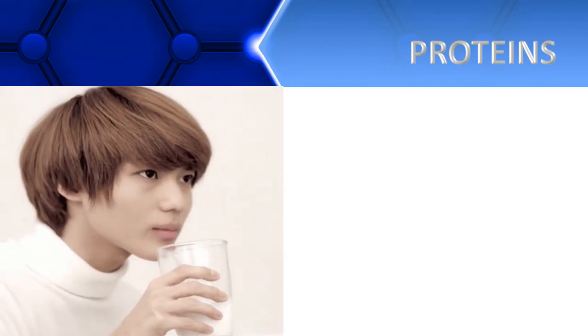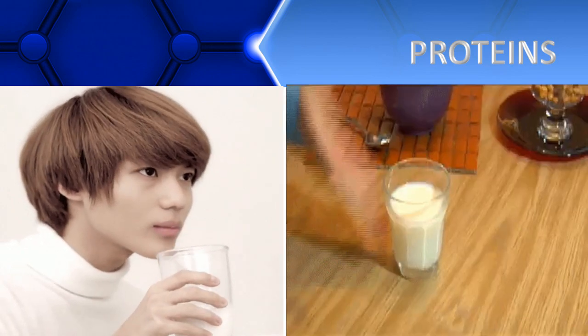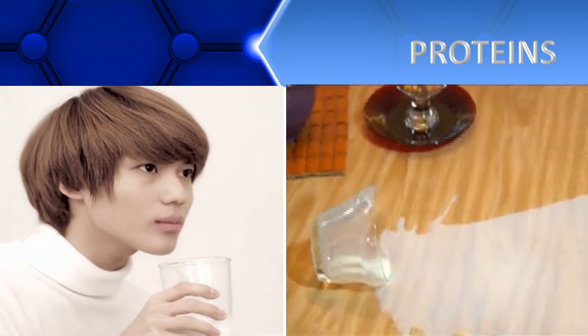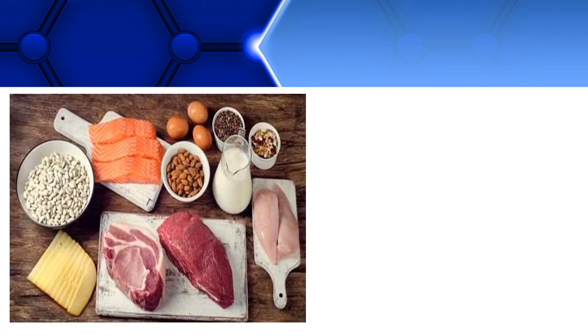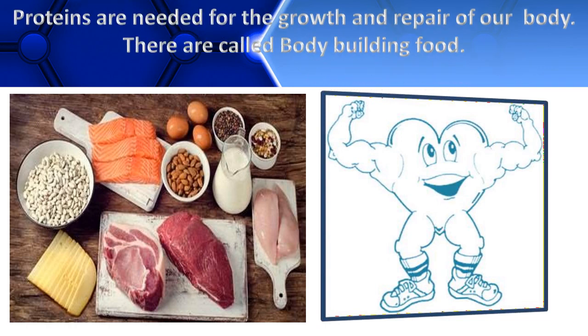Now the next component of food, proteins. Children become strong by drinking milk, and they become weak by not drinking milk. Milk contains required proteins for our growth. Proteins are needed for growth and for the repair of our body, and so proteins are called body building food.